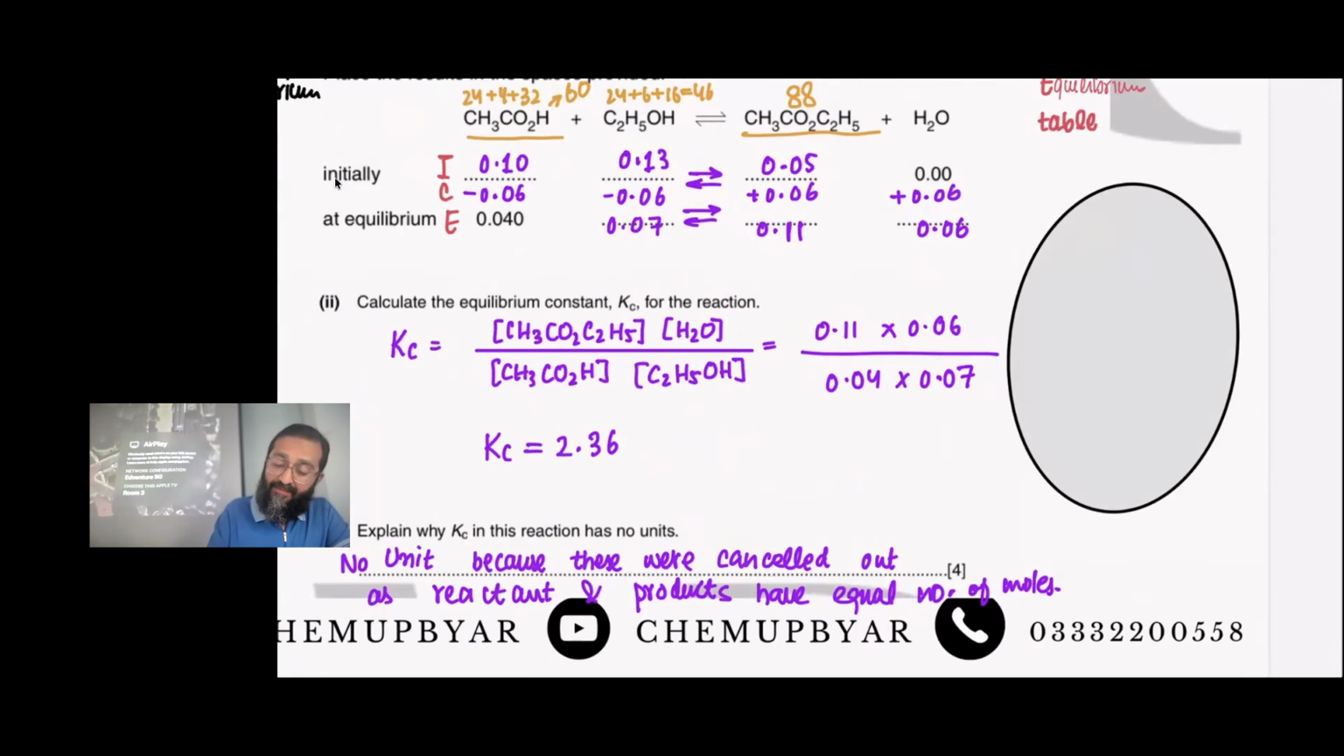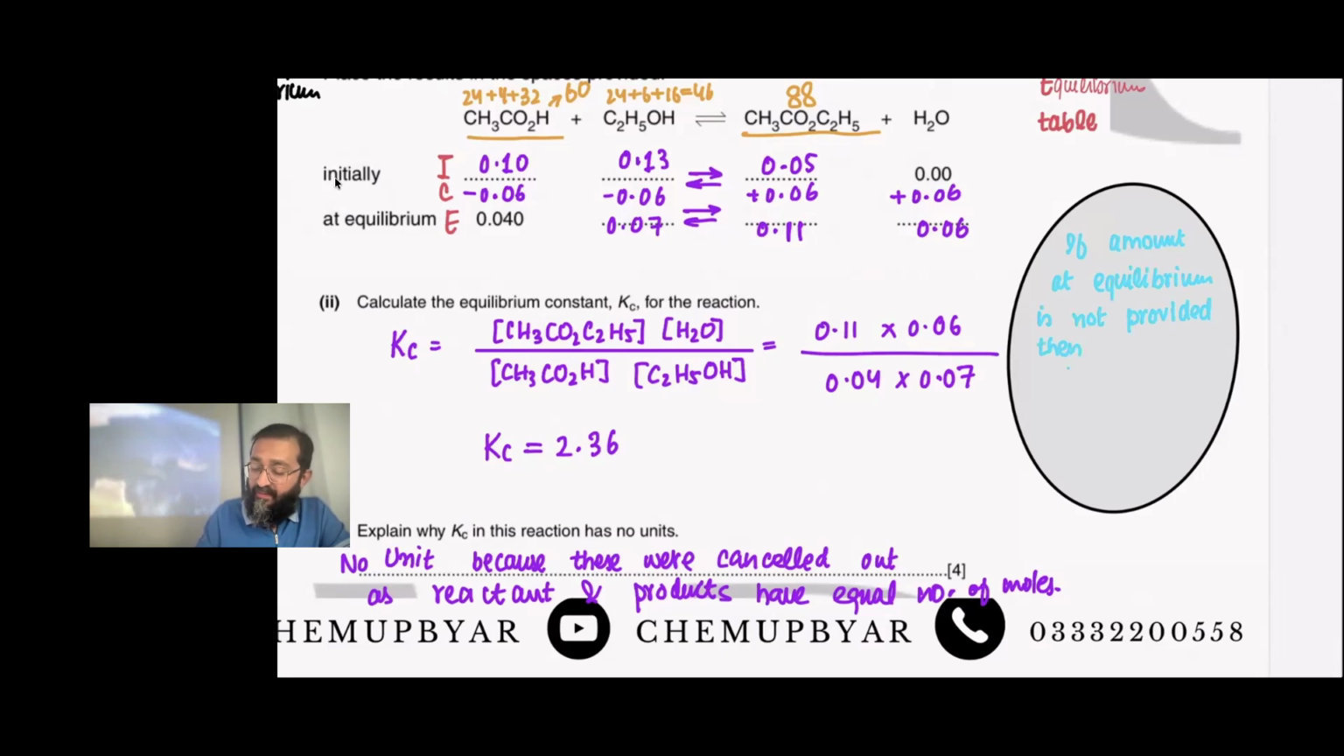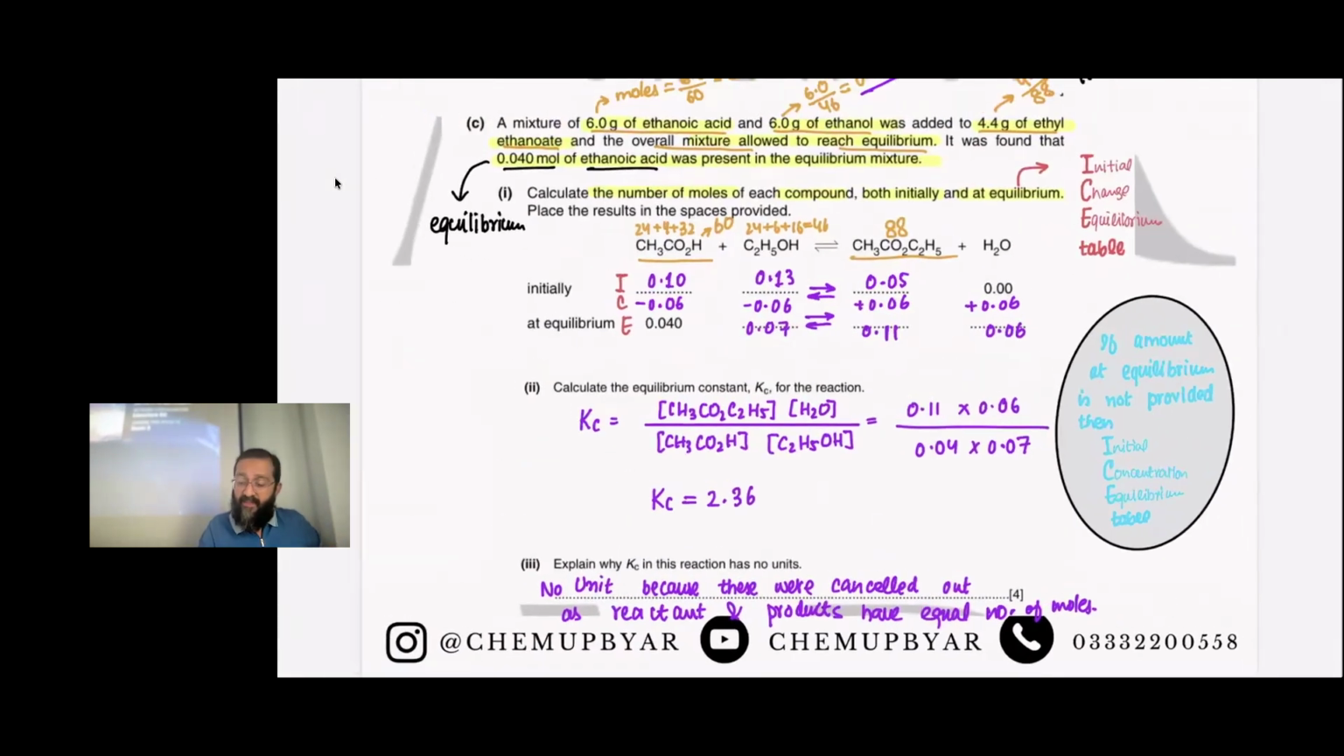Okay, so if the amount at equilibrium is not provided, then you need to do an ICE table, where I stands for initial, C stands for change in concentration, and E stands for equilibrium. Is this clear to all of you?